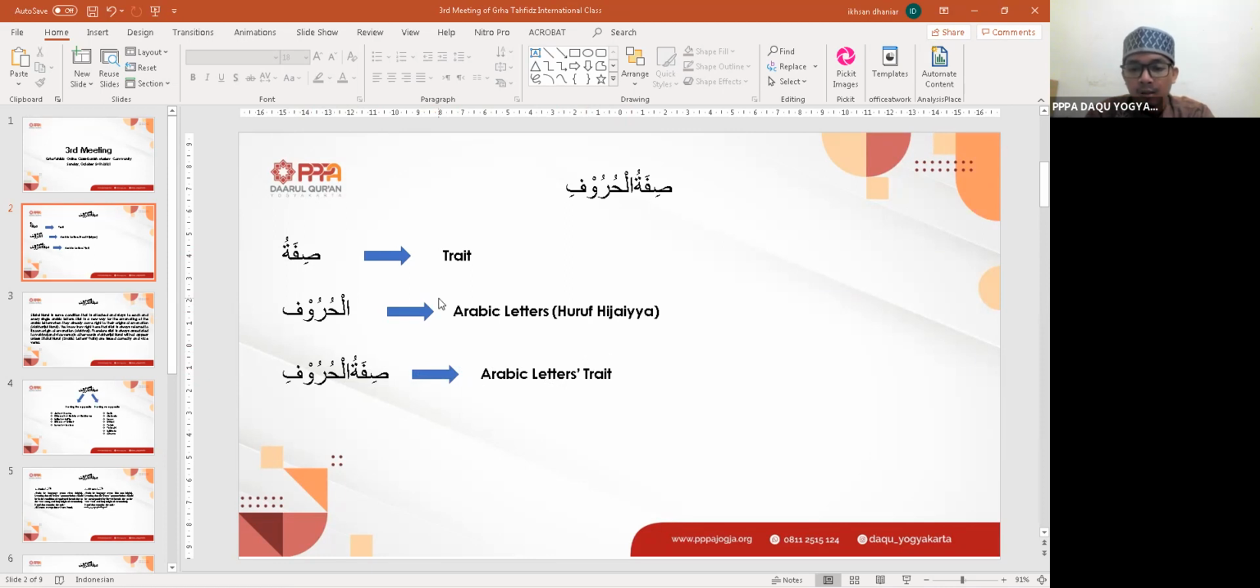I chose the word trait because I think it's the most suitable word for sifa. If you know what I mean, maybe you can find other words for sifa as well. That's not a problem, as long as you can understand the essence of this word. Okay, let's move to the next slide.